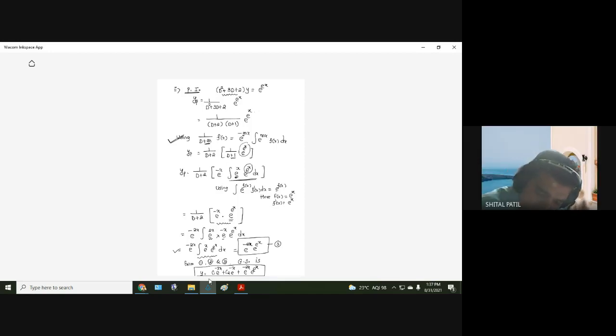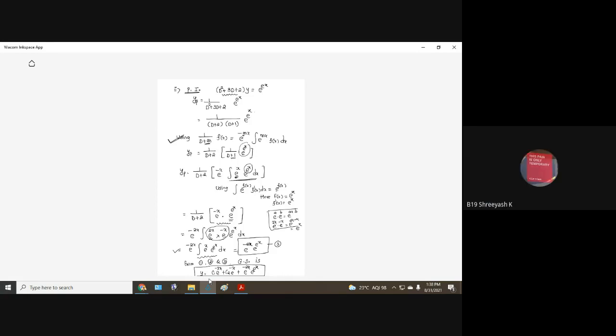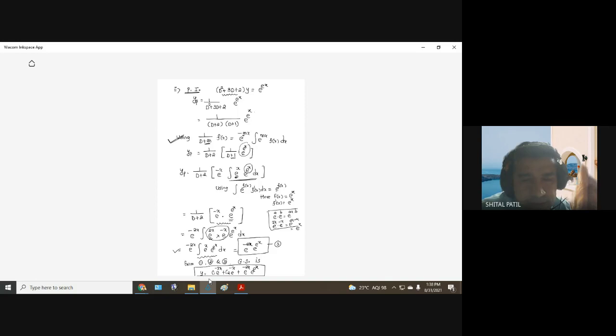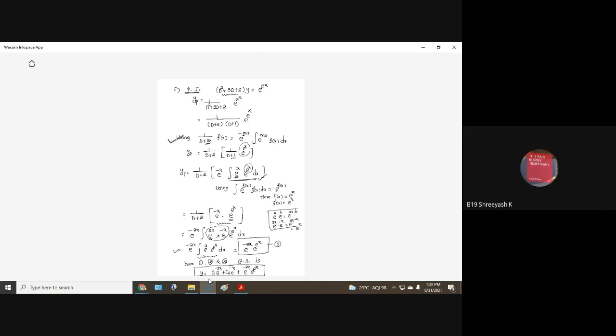Add these two. What will be the multiplication of these two? What is e raised to a into e raised to b? It is like that, right? So e raised to x will come, or not? Yes sir. Okay. And then the value of this integral is known to us. Above we have integrated it. Clear or not? Yes sir.